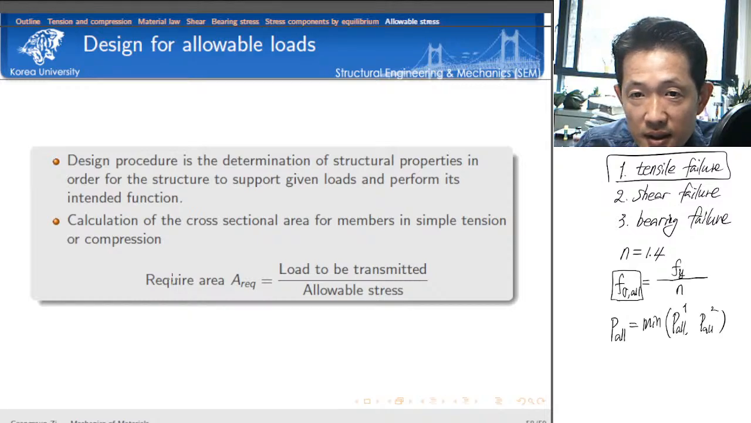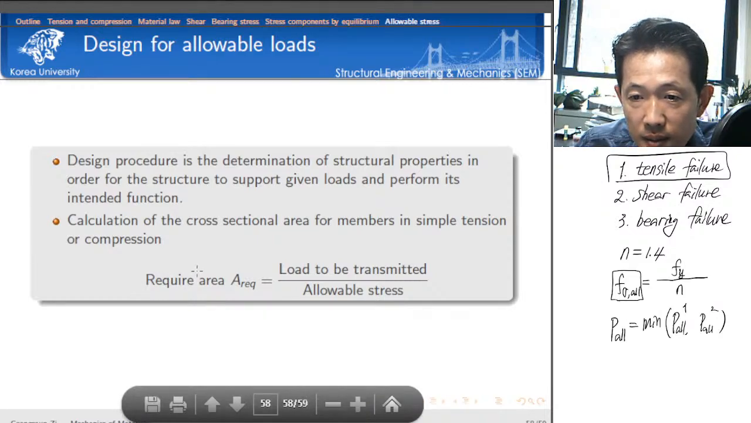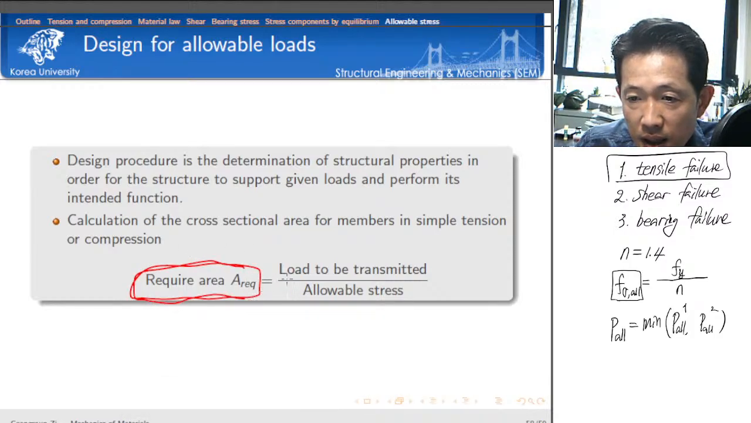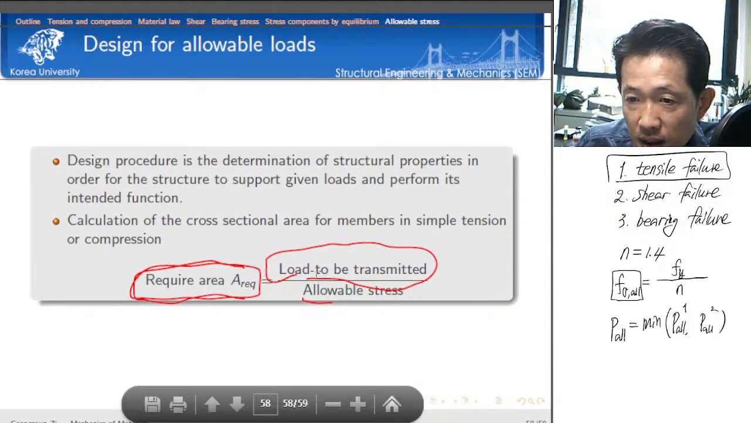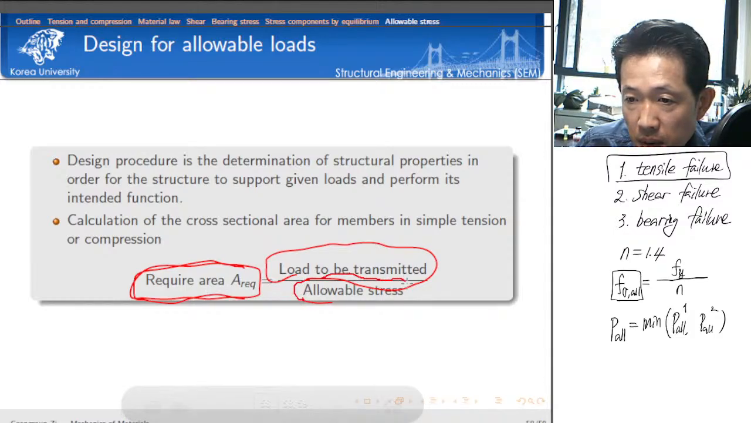That's it. We discussed all the subjects in lecture note 1. For design purposes, if you want to determine the dimension, the required area can be easily determined. First, we determine the internal force to be transmitted by the external forces and the geometry, and then dividing the internal force by the allowable strength value, we can determine the required area very easily.